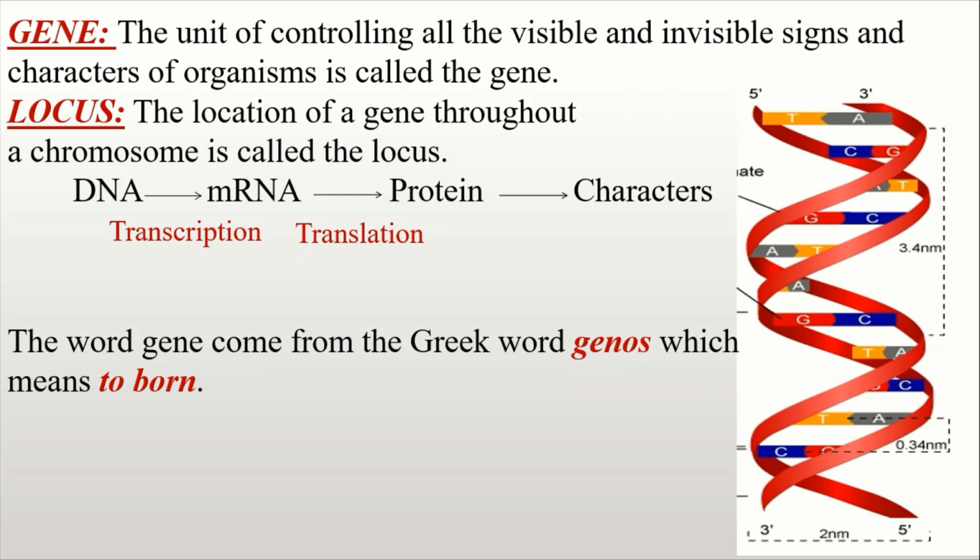It is observed that the word gene comes from the Greek word genus, which means to burn. It is observed that all the body cells contain the same type of chromosomes with the same type of genes, but the functions of the different types of cells are quite different. Why does this happen? This is due to enzymes.